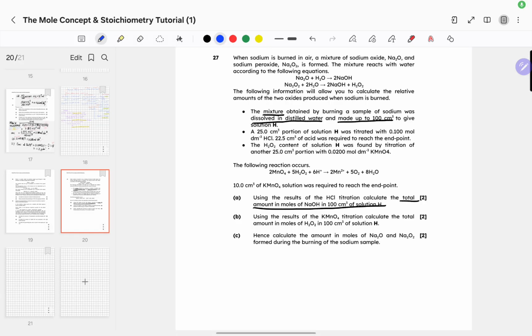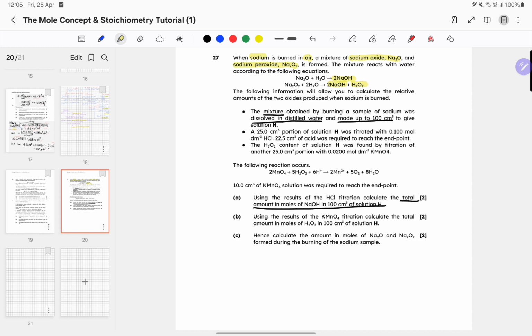For question 27, when sodium is burnt in air, a mixture of sodium oxide and sodium peroxide is formed. It reacts with water to form these reactants over here. I highlight them because these are important for later. It will help you calculate the relative amounts of these two oxides when sodium is burnt.